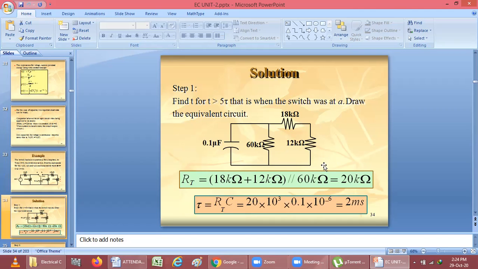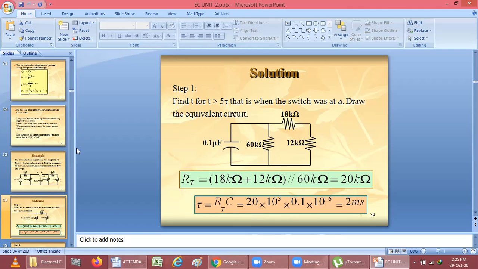Now we can see here 12 and 18 are in series, and these are in parallel with 60. You can calculate RT: 30 and 60 in parallel, you will get 20 kilo ohm. The capacitor value is given. What will the value of tau be? RC. The total resistance is 20 kilo ohm, so 20 into 10 to the power 3 into 0.1 into 10 to the power minus 6 farad, the unit of the capacitor. So you will get tau equal to 2 millisecond.